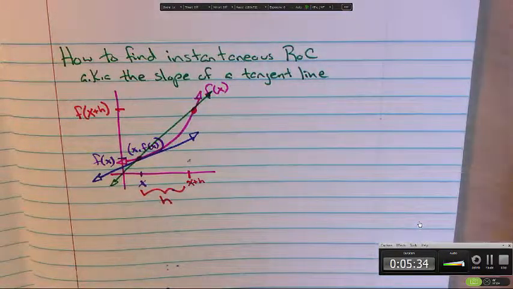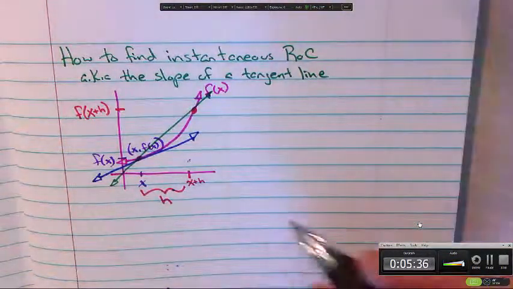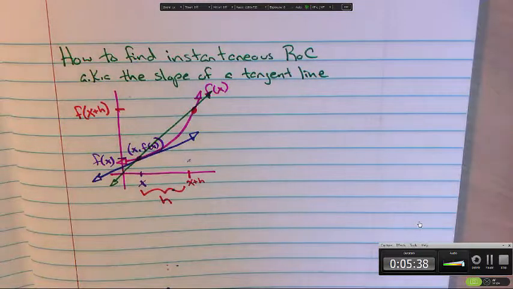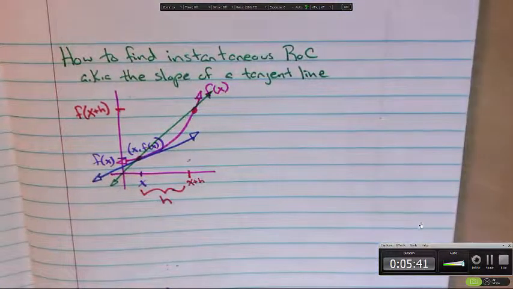We then went into how to find the instantaneous rate of change, also known as the slope of a tangent line. I had this picture drawn. I started to explain it. I didn't get to it.